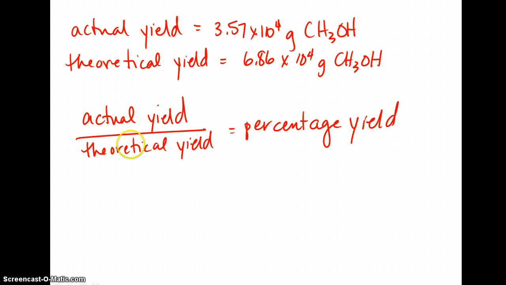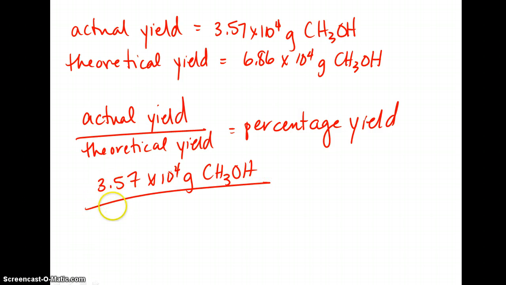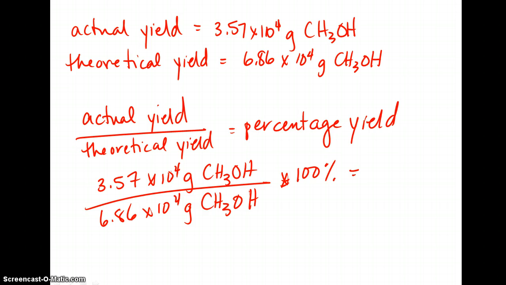In other words, 3.57 times 10 to the fourth grams of CH3OH over 6.86 times 10 to the fourth grams of CH3OH, and I multiply this by 100% to get my percentage. The percentage works out to be 52%. That means only 52% of the product actually formed compared to what I expected, and that's your percentage yield.